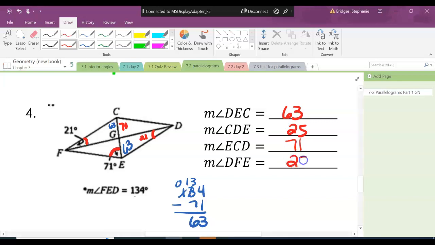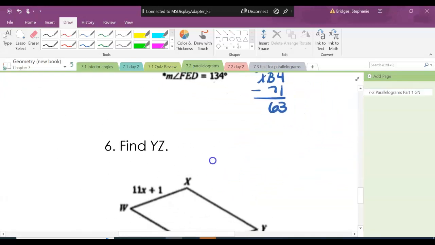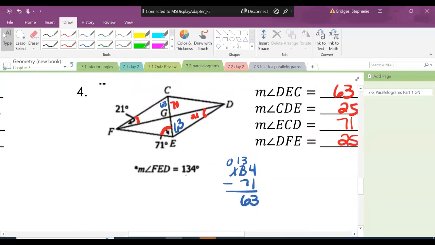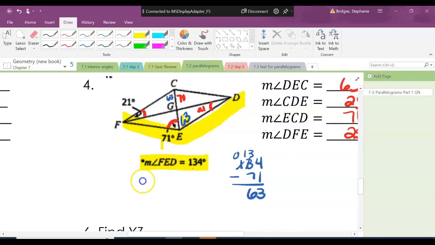Okay, so that one took a little bit more thinking. You have to be able to imagine, kind of look at what you've got. And that one is a harder question. It's not impossible, though. You just have to keep that in mind, okay? What was the whole point of 163? Oh, so we used this part right here, knowing that that whole angle was 134, so I subtracted the 71 to get that 63 over there.